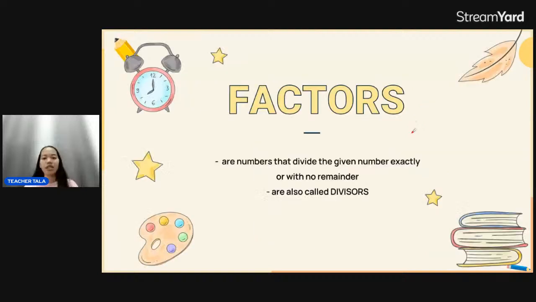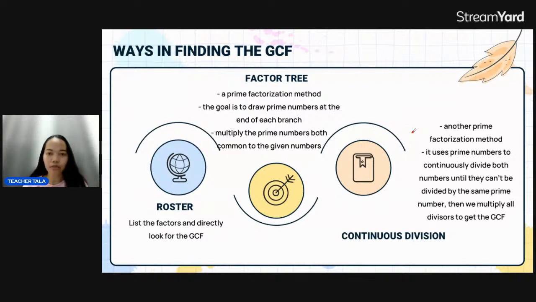Letter C. Okay, again, paano nga yung kunin yung factors, or what are factors again? Factors are numbers that divide the given number exactly or with no remainder. They are also called divisors. So ways in finding the GCF, we have the roster method, the factor tree, and the continuous division.